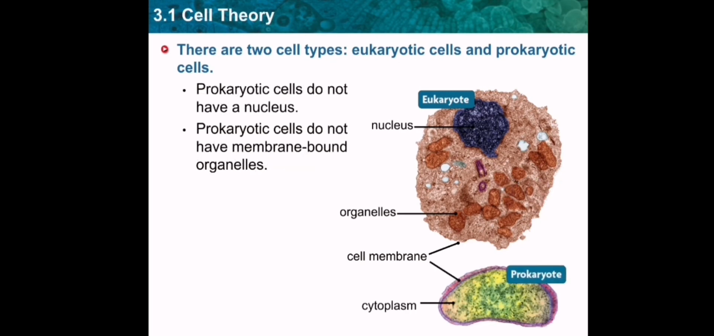Prokaryotic cells don't have a nucleus. Prokaryotic cells don't have membrane-bound organelles, as in the diagram. The eukaryotic cell is on the upper side and the prokaryotic cell is on the lower side.